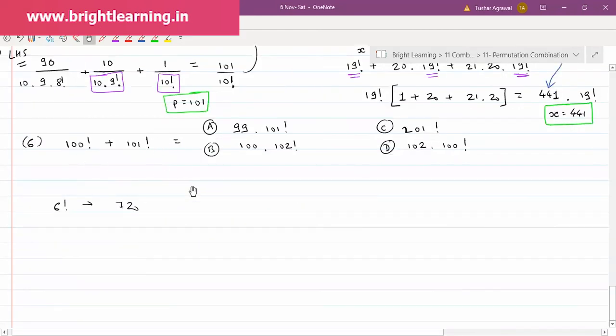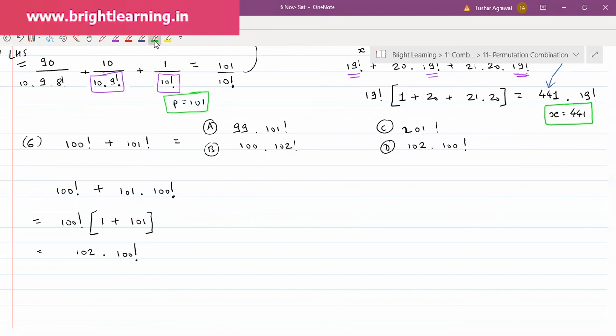100 factorial, 101 factorial. It is something factorial common in the bracket in the options. So 100 factorial, 101 factorial, as such there is no property. At the most what I can do is 100 factorial common. 101 is what? 101 multiplied by 100 factorial. So that will be 100 factorial outside, and in bracket what will remain is 1 plus 101. So it turns out to be equal to 102 into 100 factorial, which is option number D.